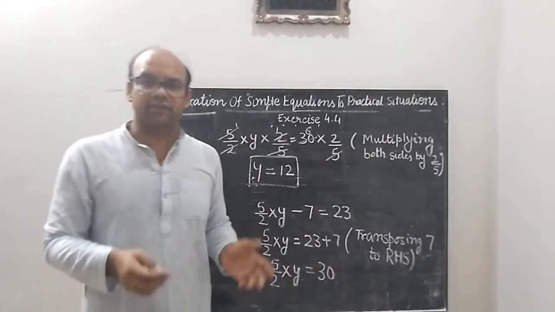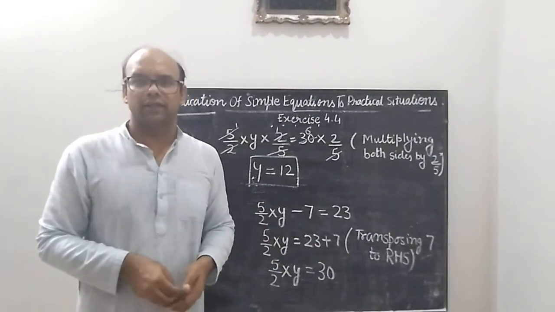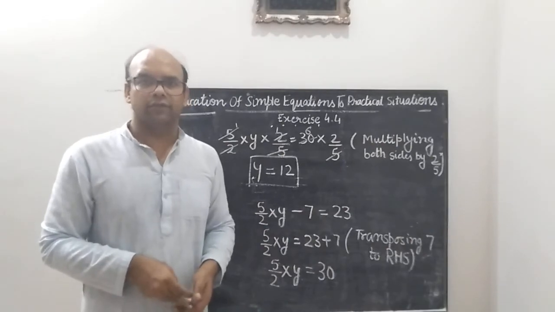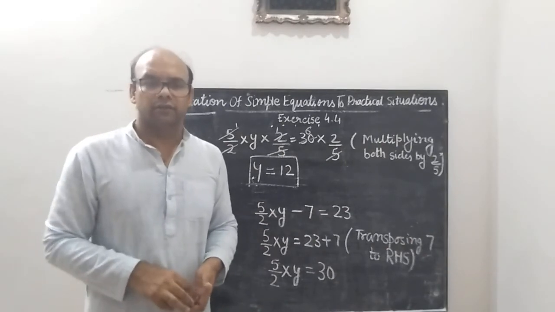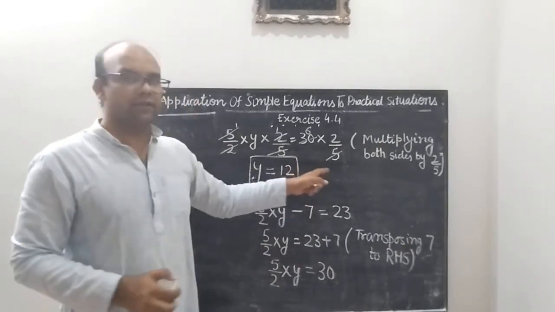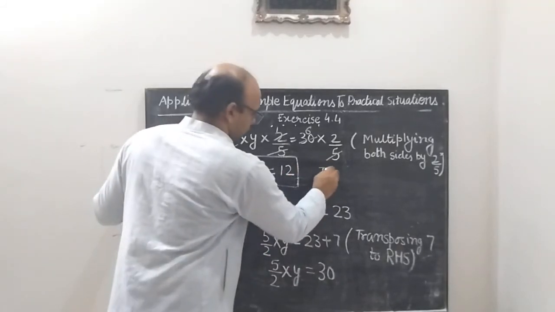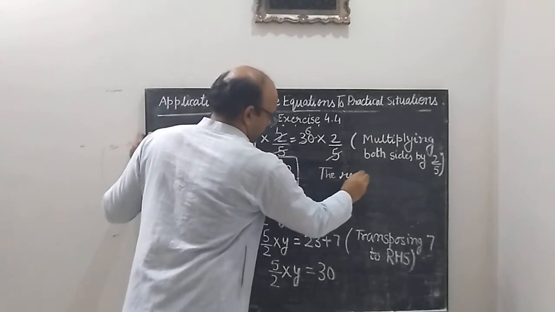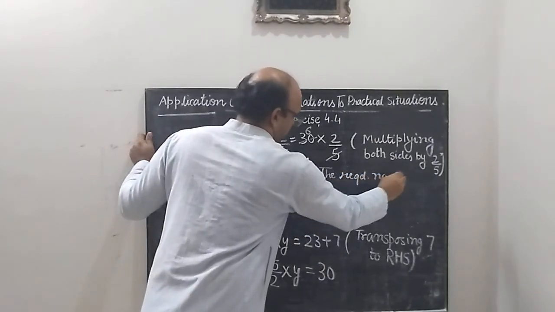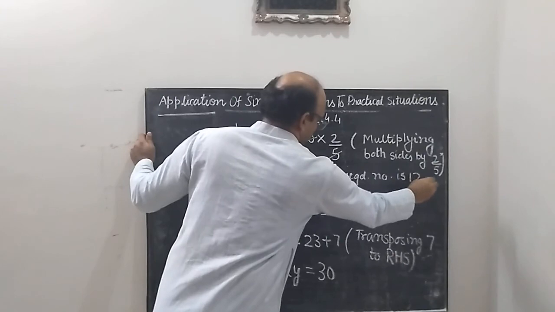And we will be discussing the next two questions in the next part of the series. So we just have to write: the required number is 12.